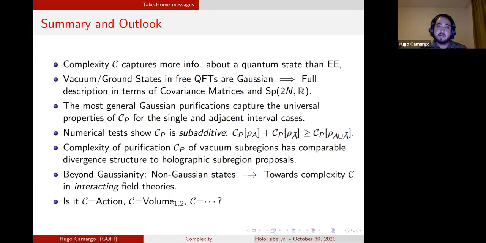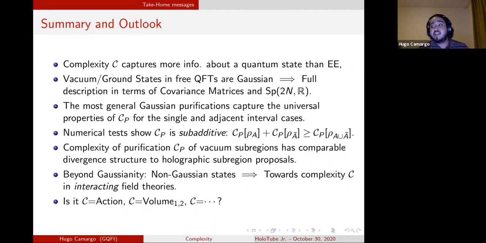So far, all the work that has been done and everything that I've shown you has been done for free CFTs. So of course, it's interesting and it's an active field of work to study what happens in interacting theories. And a step in that direction is to look at non-Gaussian states. So that's why one of the things that we're doing is looking at how do we go beyond Gaussianity.